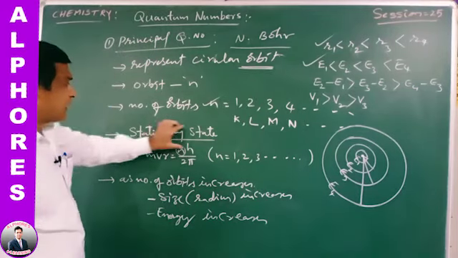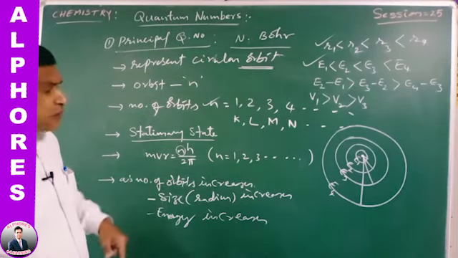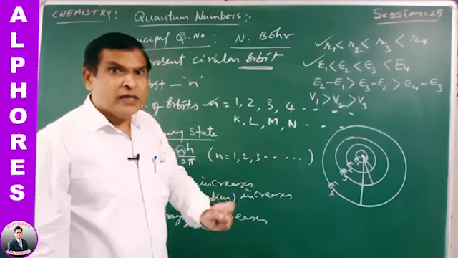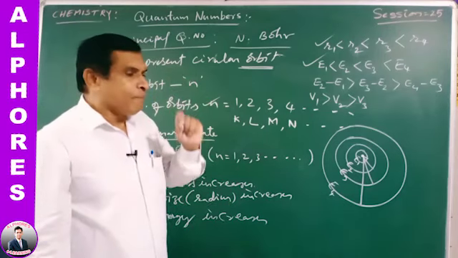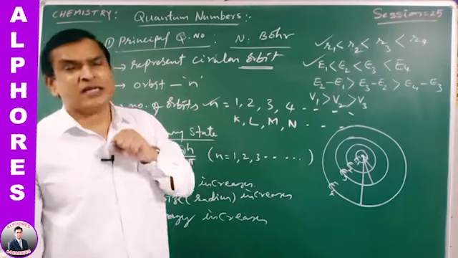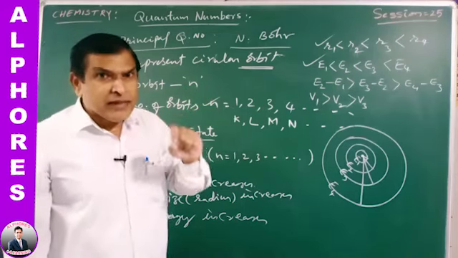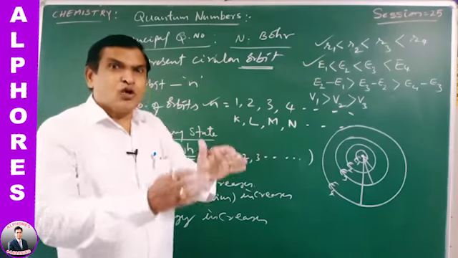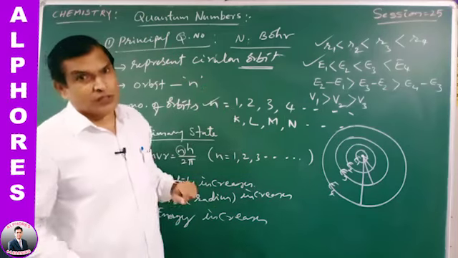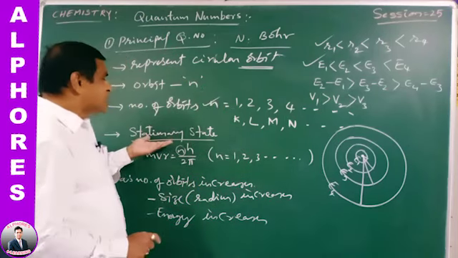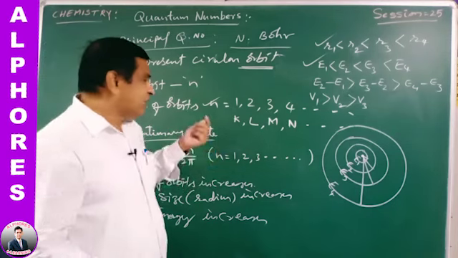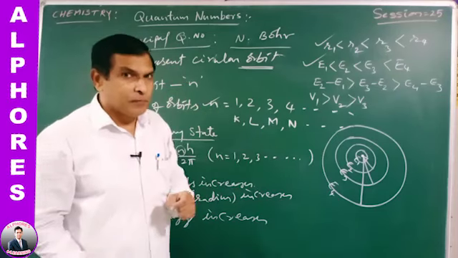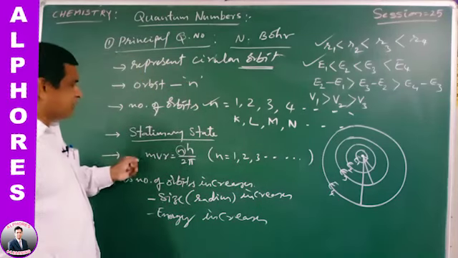Next, we have to describe orbit is stationary. How you can explain that? As long as electron is revolving in the circular orbit, it neither loses energy nor gains energy. It means when electron is revolving in the circular orbit, the energy of the electron in the orbit is constant. Therefore, orbit is also called stationary state or stationary level or energy level. You got my point?